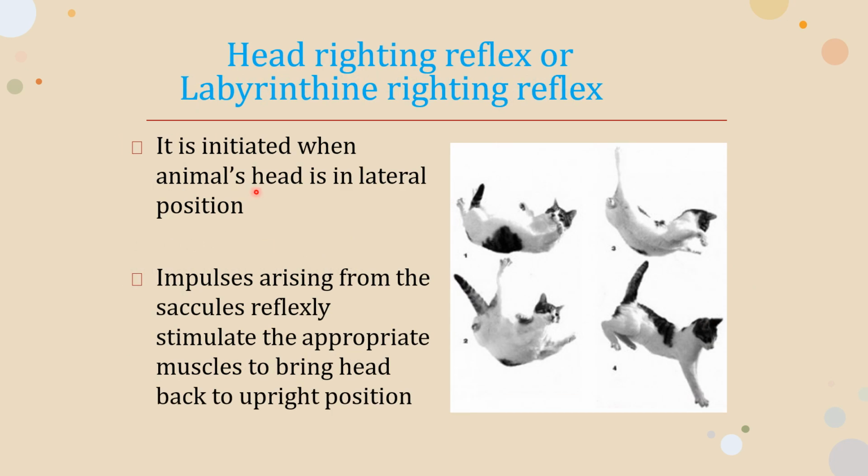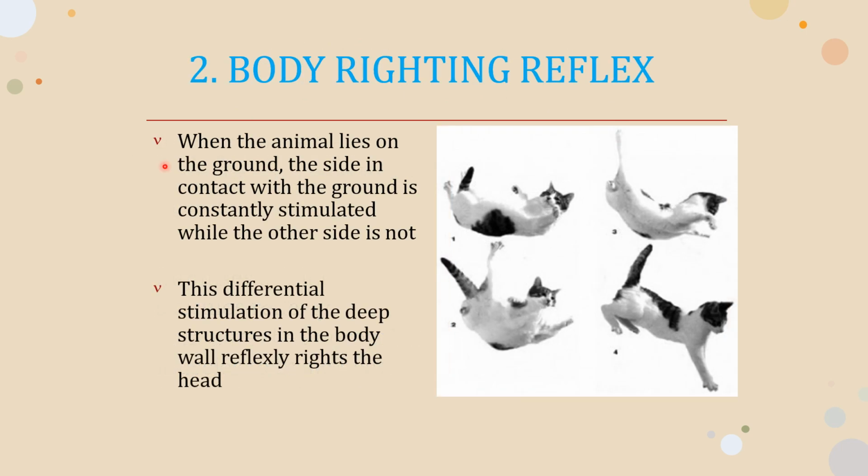So the sequence of events is: it is initiated when the animal's head is in lateral position. Impulses arising from the saccules reflexively stimulate the appropriate muscles to bring the head back to upright position. The body righting reflex is when the animal lies on the ground, the side in contact with the ground is constantly stimulated while the other side is not stimulated. So this differential stimulation of deep structures in the body will reflexively right the head.